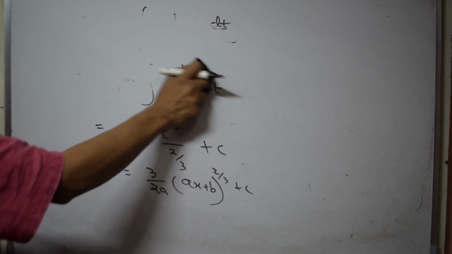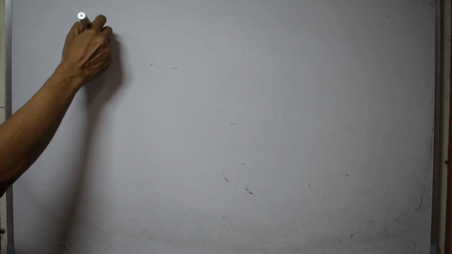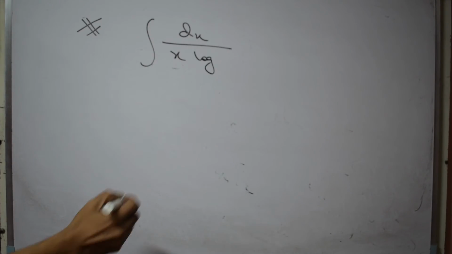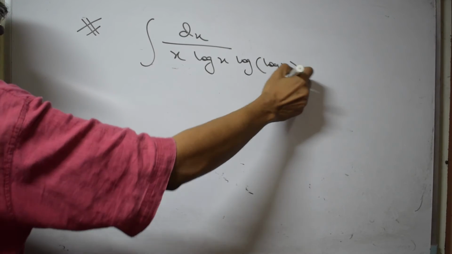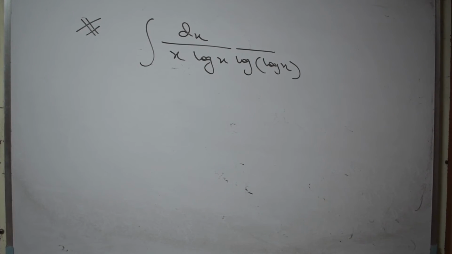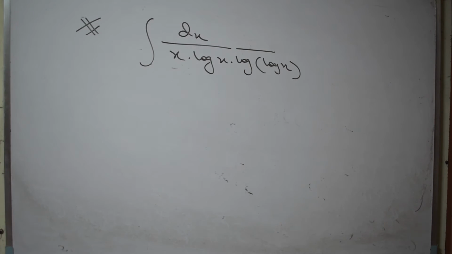Now we can have some more types of problems. We have to simplify and solve. We cannot simplify, but we need to substitute, like dx by x log x into log of log x. It's a big question apparently. That means if you look at this question, it is x into log x into log of log x. So many log ideas are coming.